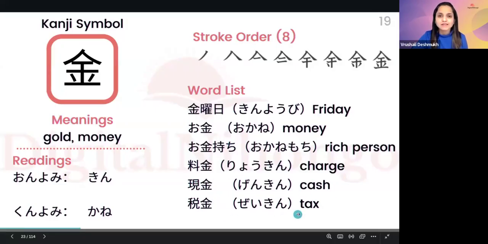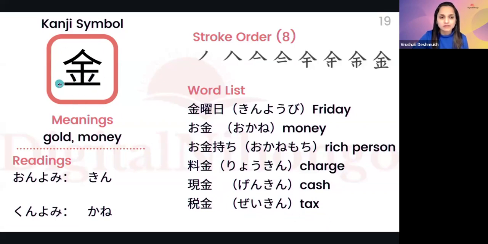And zeikin is tax. Now, if you see this kanji, you can remember it like a gold mine. This is something like a mountain, and if you dig inside the soil, here you will have something like gold particles. So this is a picture of a gold mine. Kin or kane.